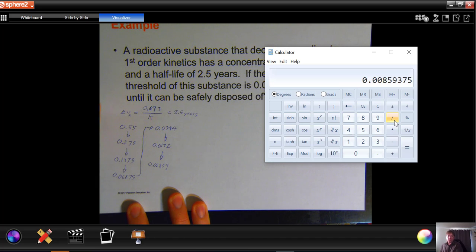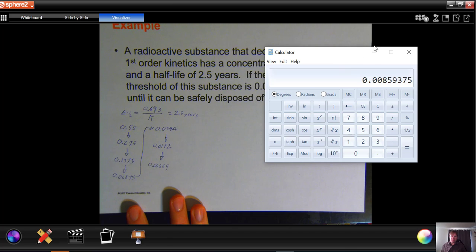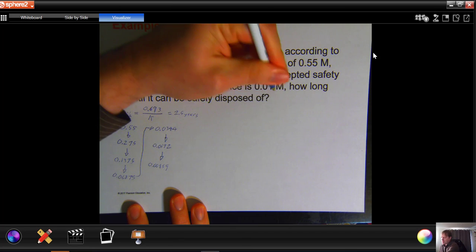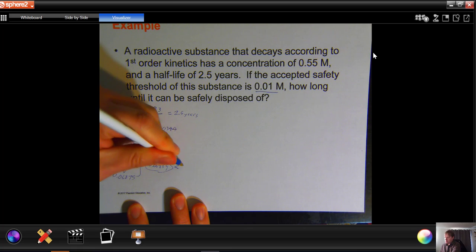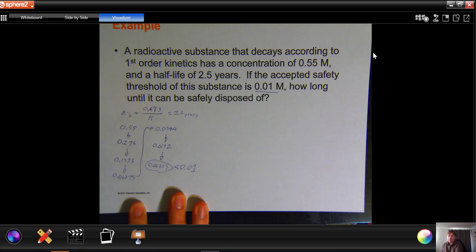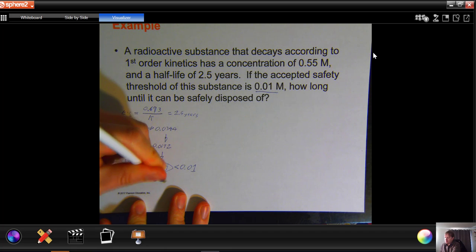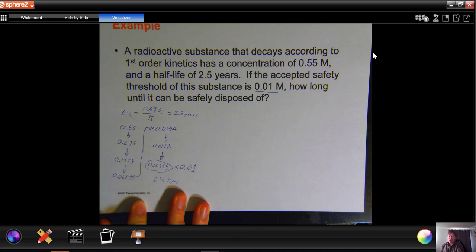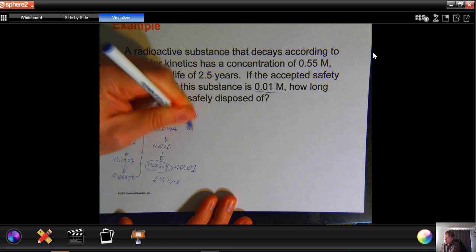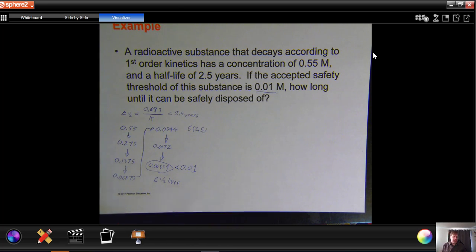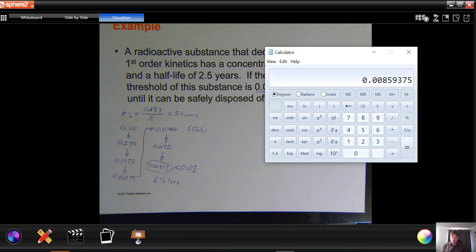0.00859. We were looking for 0.01. This is finally below what we wanted. So that's below 0.01. So we have 1, 2, 3, 4, 5, 6. So that was 6 half-lives to get there. So we would take 6 times 2.5 to get our answer. So let's go ahead and do that.